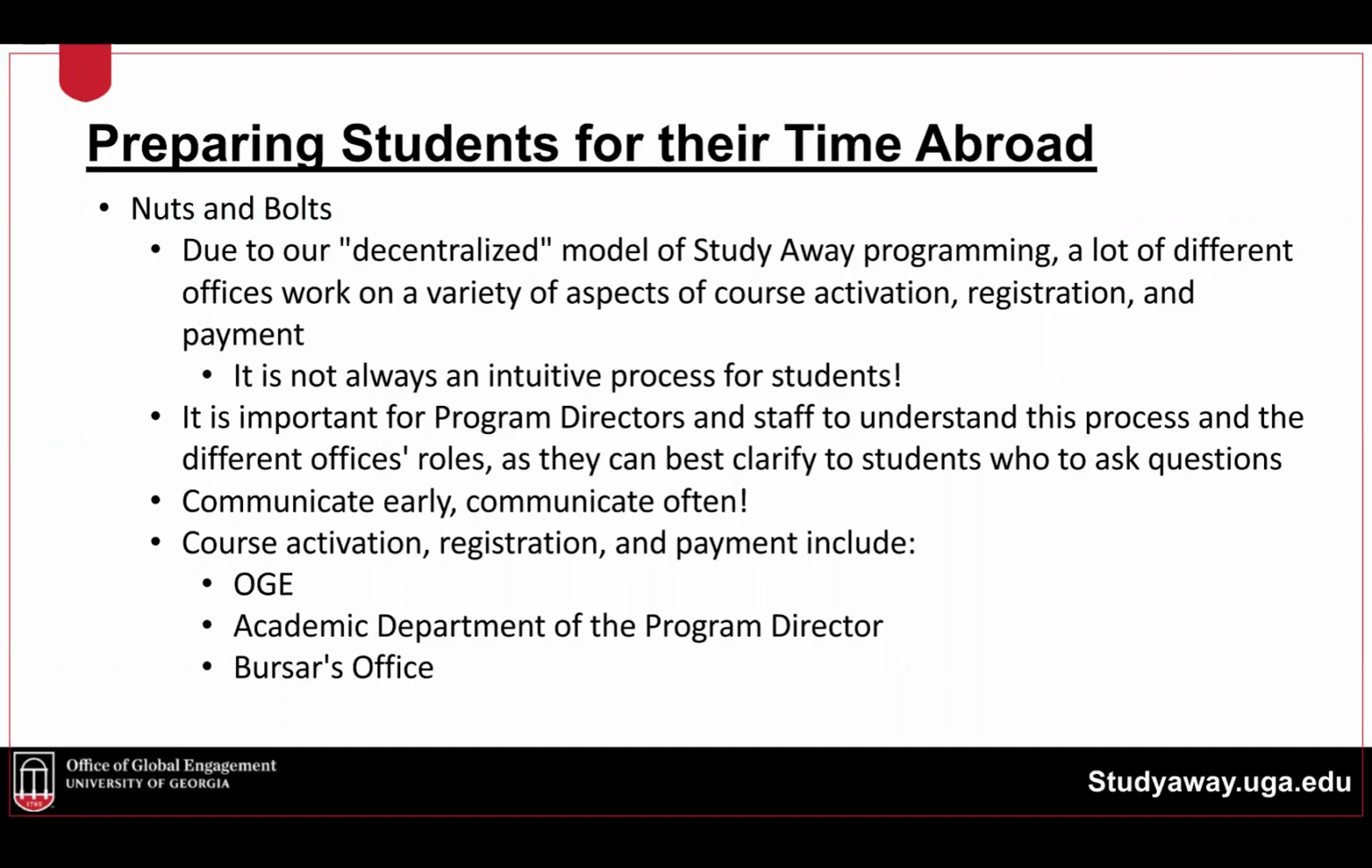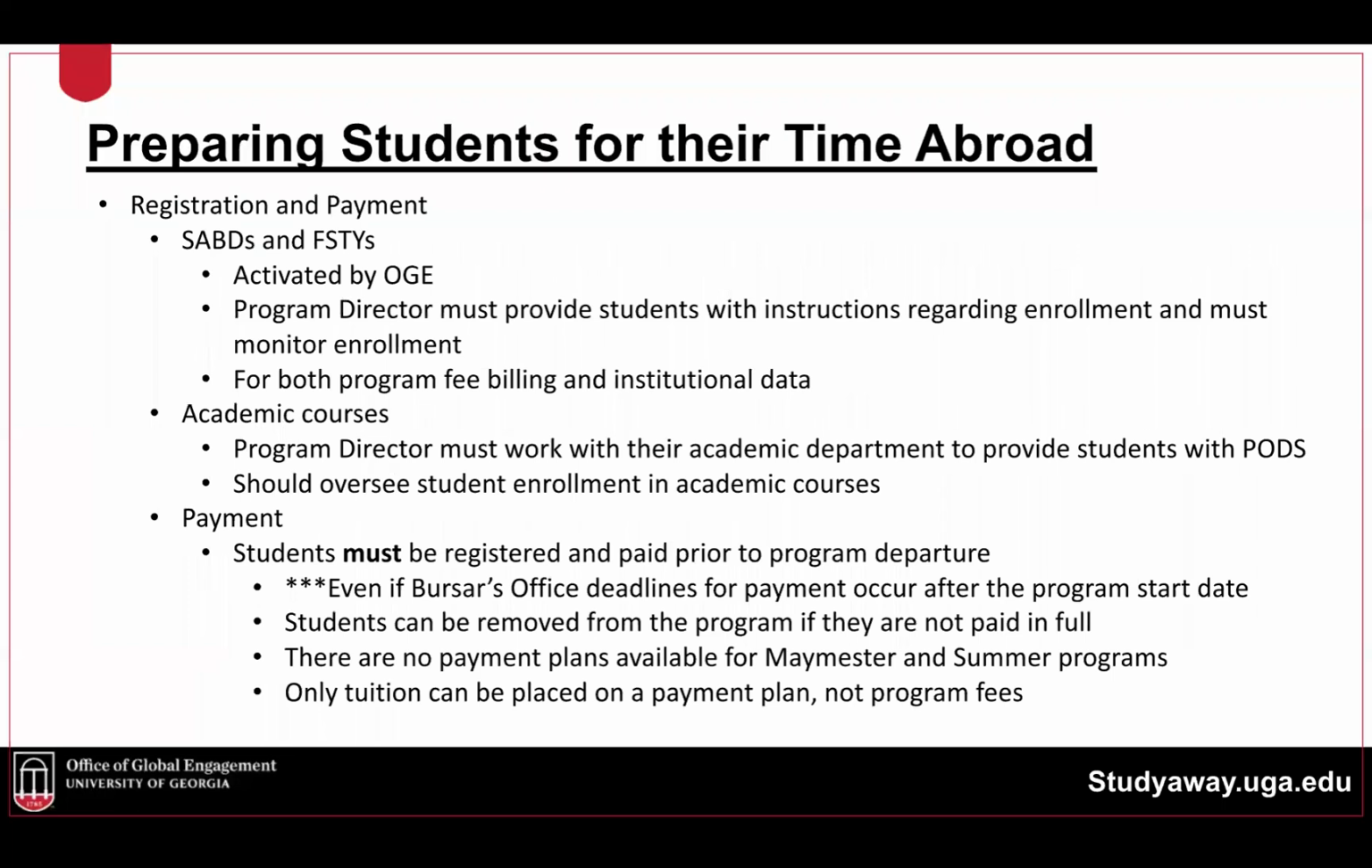You want to make sure that the academic courses are activated and that students enroll in them and pay for them. But you also want to make sure that students are enrolling in their SABD or FSTY placeholder course and have paid the program fee for those courses. The three big players in that process are OGE, the academic department of the program director, and the bursar's office.